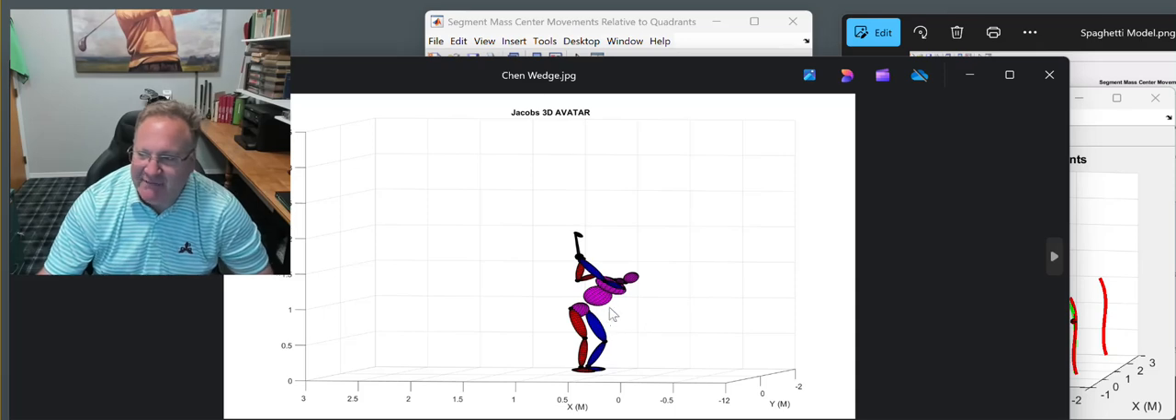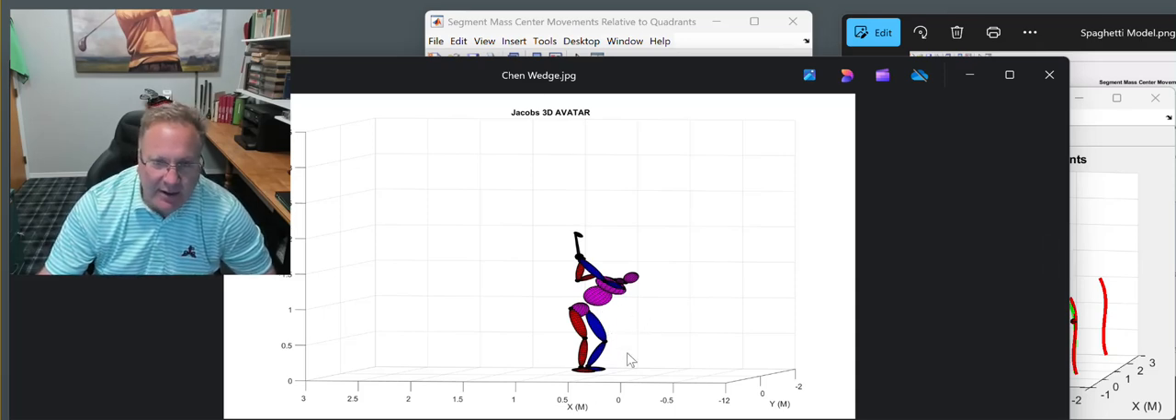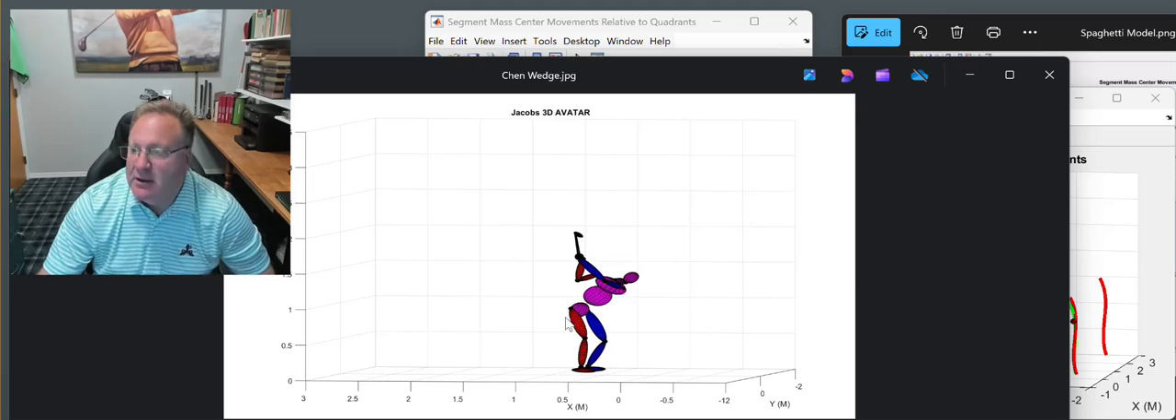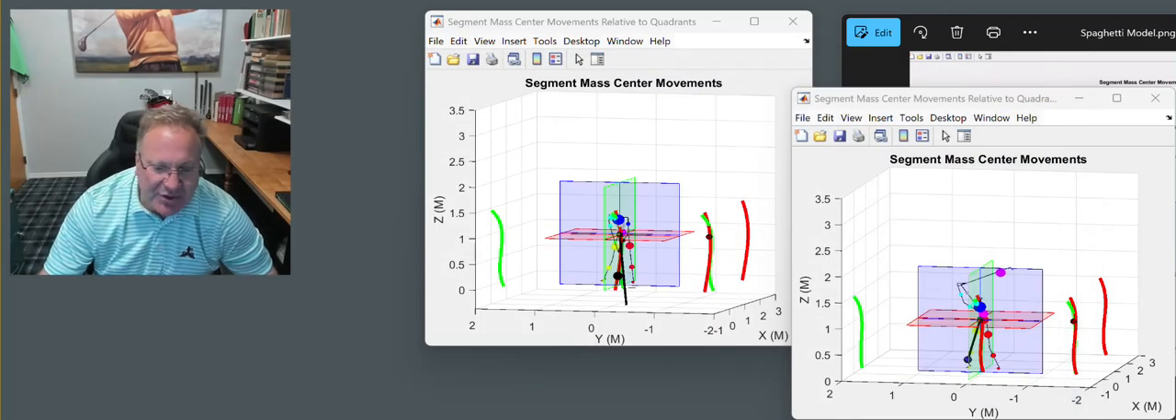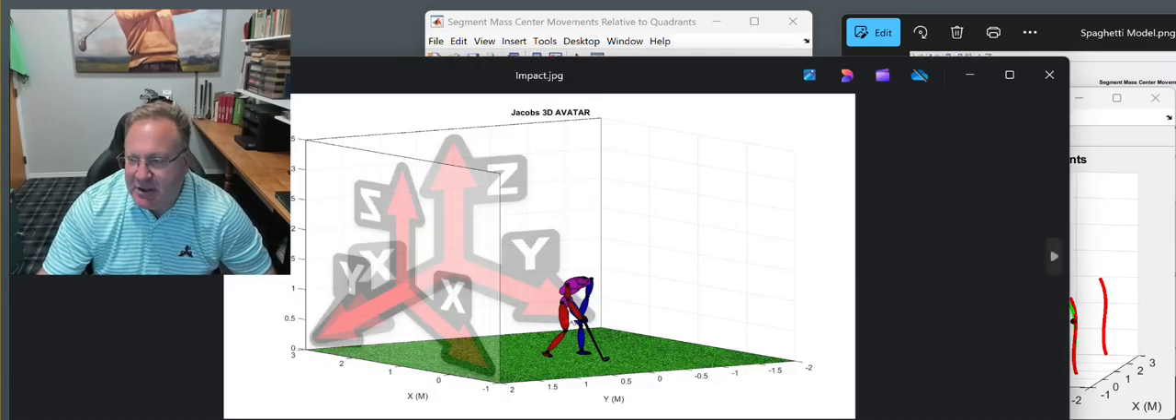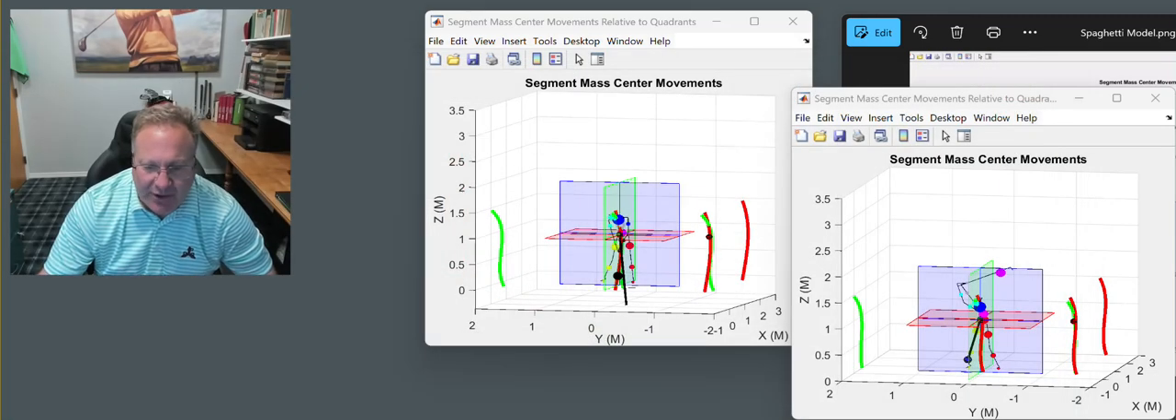So this is just an avatar picture of one of my prize students here, Chen. You can see it's just a basic rendering, nothing really to write home about, other than that's the top of the backswing when he's hitting a wedge. Now I picked a wedge, so here's Chen at impact with the wedge. I picked the wedge because it's the shortest club in the bag.